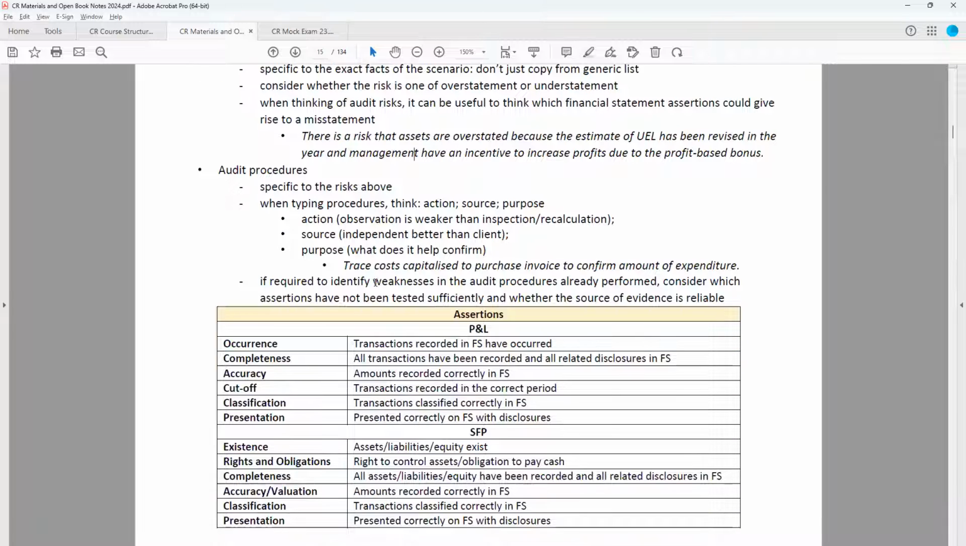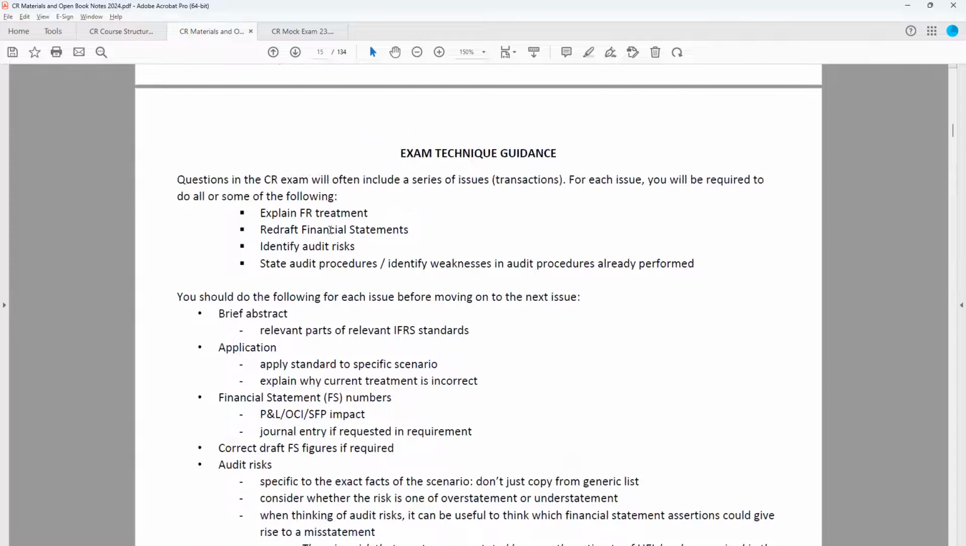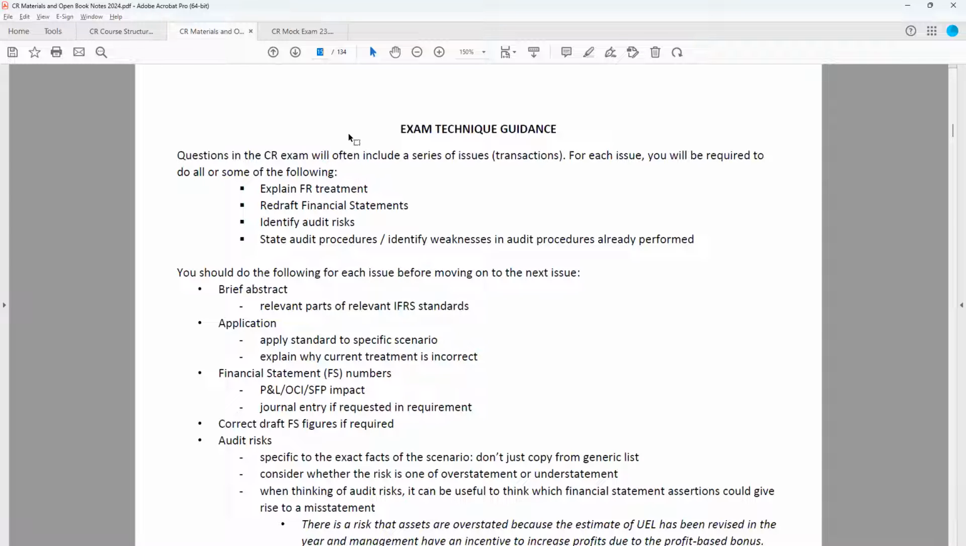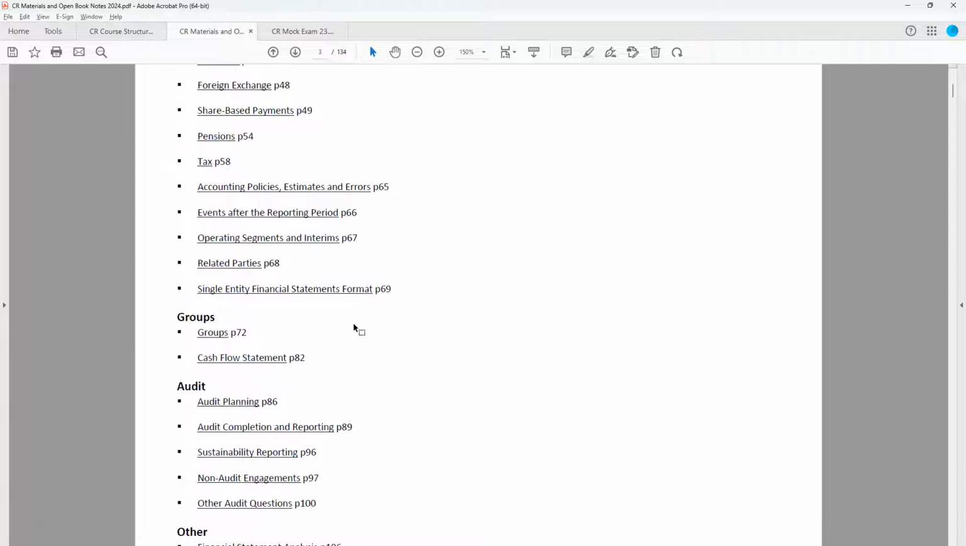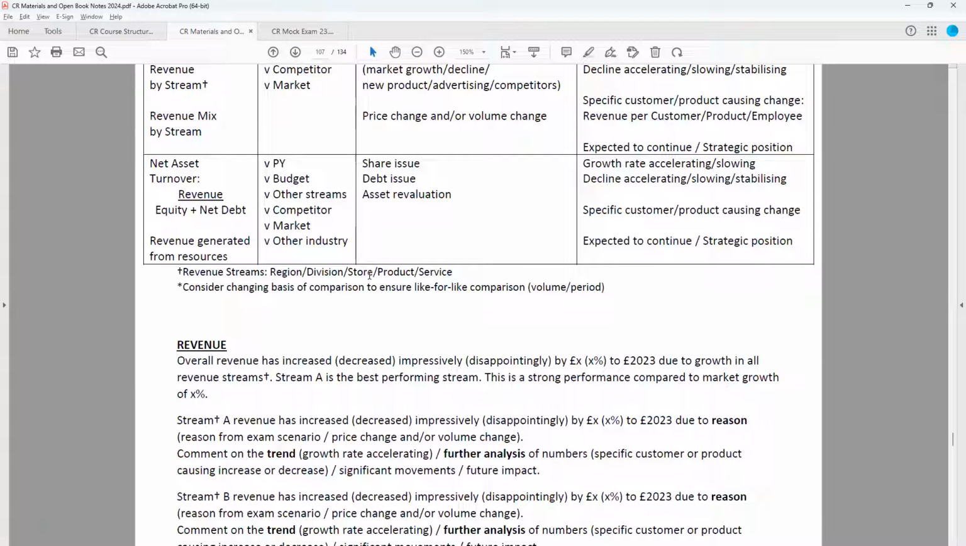But maybe if you were required to identify weaknesses in the audit procedures, it can be useful to think about which assertions haven't been tested. So you might want to have those there as well. So this is useful for your typical FR and audit risk and procedures type questions, or maybe with financial statement analysis, the exam technique to use there.